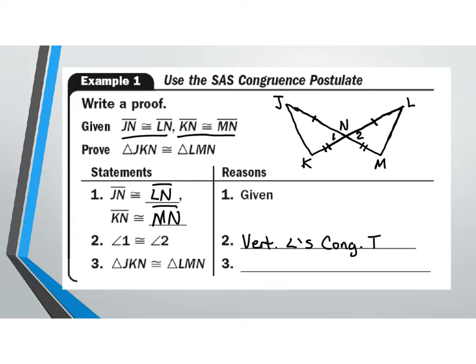Now that we've shown that two sides are congruent to the corresponding sides of a triangle and their included angles are congruent, then by the side angle side congruence postulate, these two triangles are congruent. So here we're just going to say SAS.